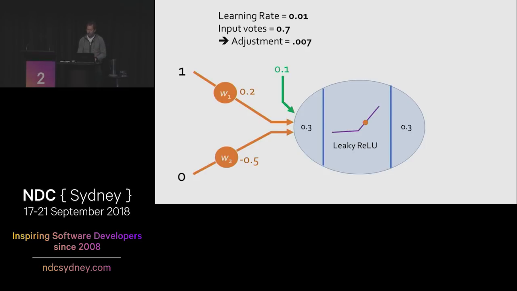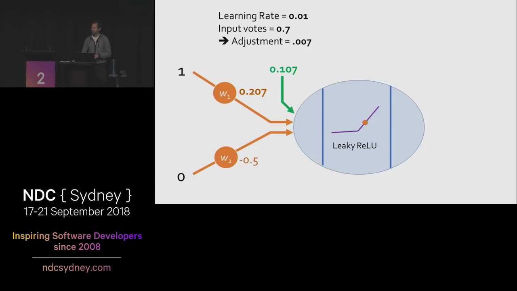So now we need to increase the bias by that amount. The bias becomes 0.107, and we also increase the weight. So the first weight becomes 0.207. What about the second weight? We've not increased that at all. Why have we not adjusted the second weight?